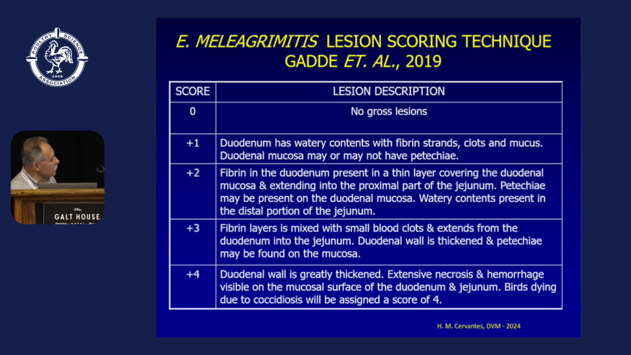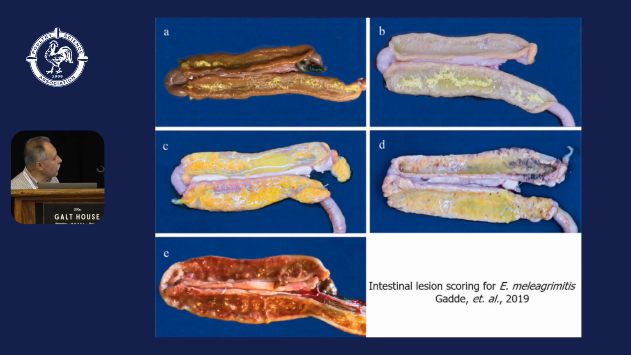Meleagrimitis, same scale, 0, no gross lesions, +4, the most severe lesions. And again, from the same publication by Gaddy, normal duodenal loop, one with a score +1, where you see a little bit of exudate. +2, you see more exudate, more thickening of the wall. +3, more thickening, more exudate. Some ecchymotic hemorrhages, definitely here. And the +4, a very necrotic mucosal surface in the duodenum, with a lot more exudate accumulated.